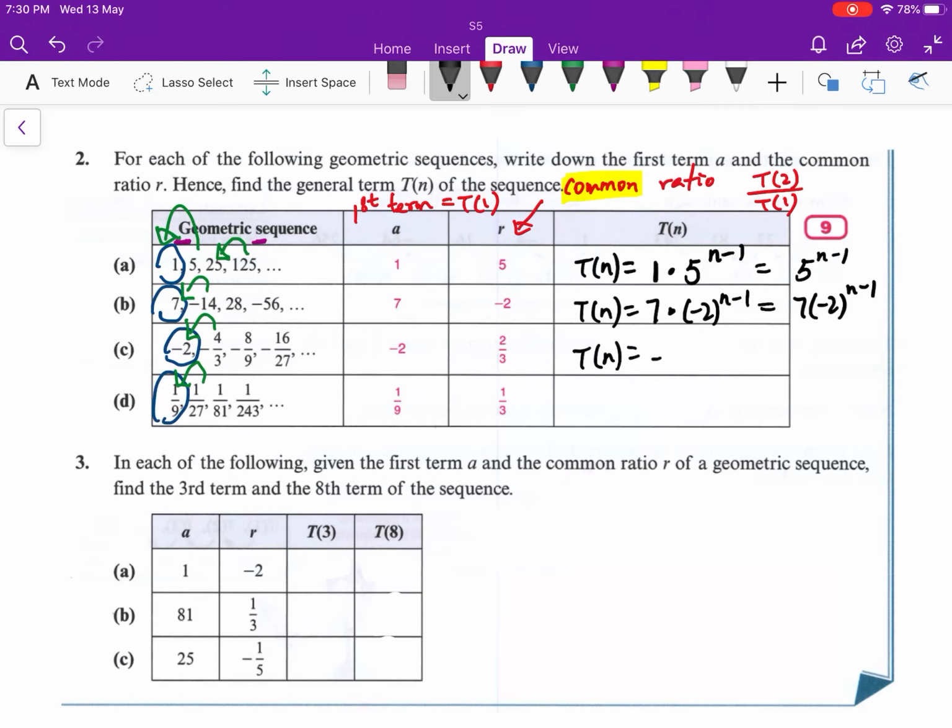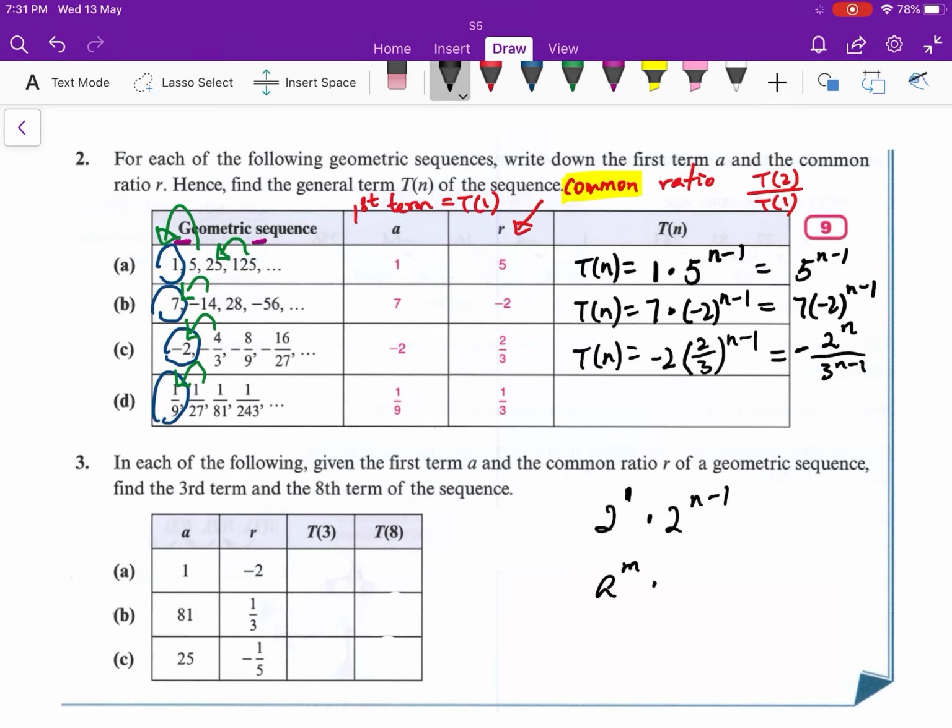Tn equals negative 2 times 2 over 3 to the power n minus 1. Some of the students thought, Miss Poon, now you told me that the 2 of them can't be multiplied together, so it is already the final answer. No, kids, we still have some steps we can do. For example, negative 2 to the power n, then 3 to the power n minus 1. Why? Because you have 2 to the power 1 times 2 to the power n minus 1.